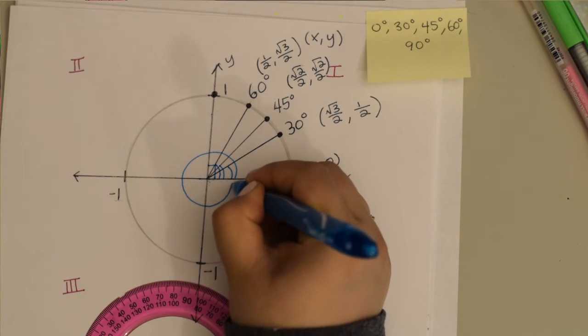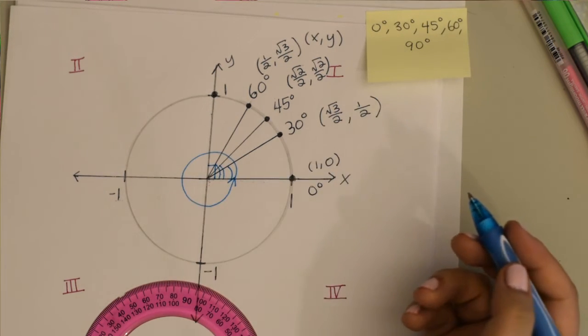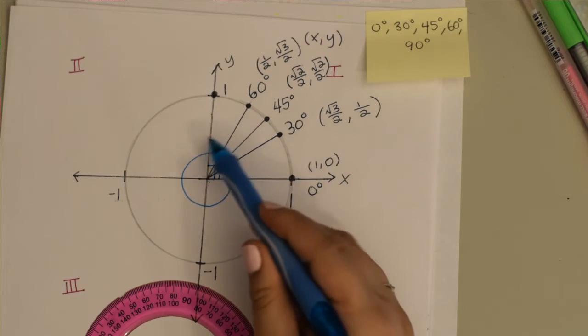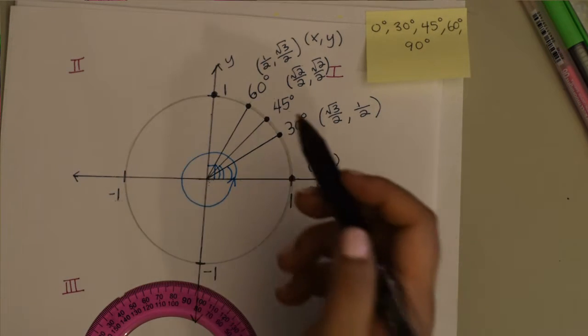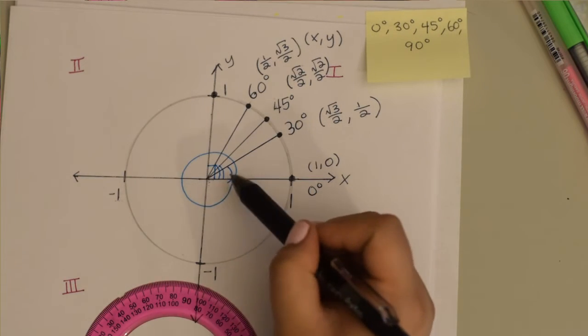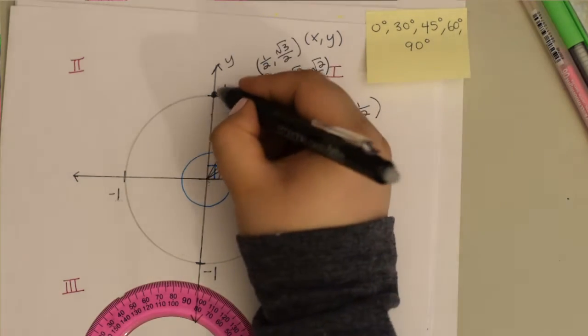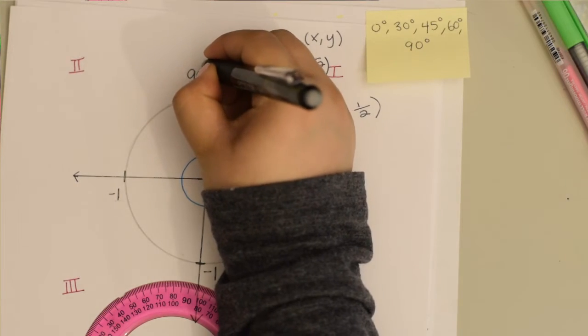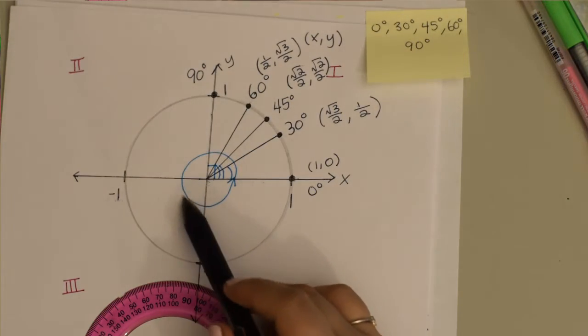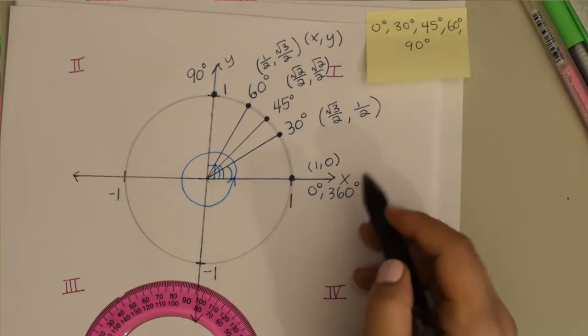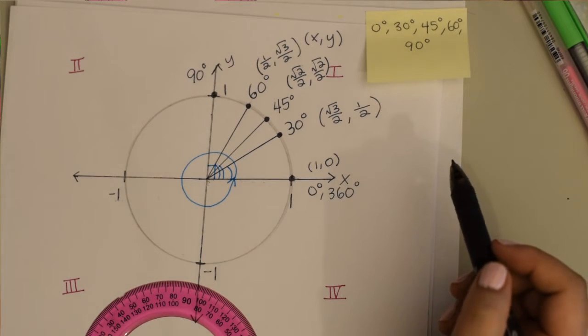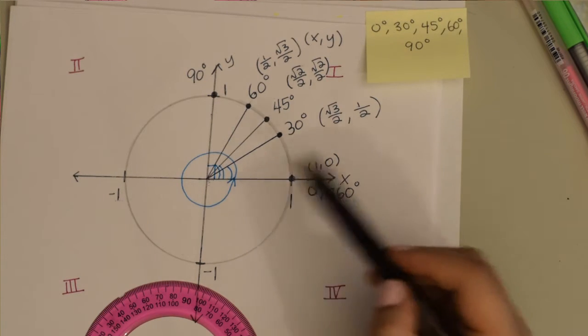So if we go all the way around the circle one time, that's 360 degrees. We get back to where we started. And this would be a quarter of the way. And a quarter of 360 is 90. So this is 90 degrees. Okay. And like I said, all the way back around is also 360 degrees. So 360 degrees and 0 degrees are the same, as far as this is concerned, right?